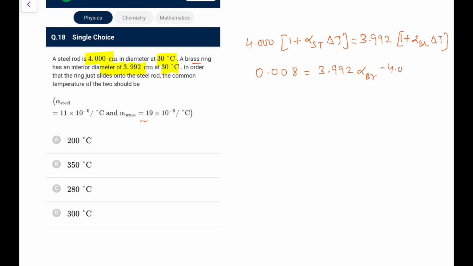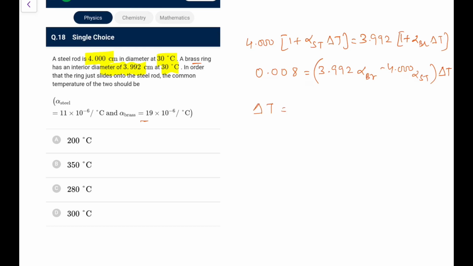So what we will have, final diameter is same. So 4.00 into 1 plus alpha steel into delta T must be equal to 3.992 into 1 plus alpha brass delta T. So if I do this, 0.008, what you can write, that would be equal to 3.992 alpha brass minus 4.000 alpha steel into delta T. That is what you need to remember.